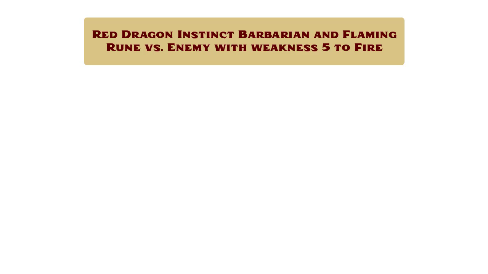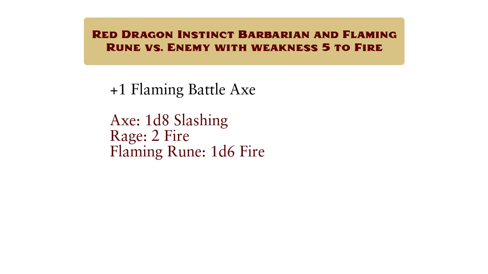So as a red Dragon Instinct Barbarian, when they rage, they get to add damage to their melee attacks that are the fire type. So this Barbarian who is raging is wielding a +1 Flaming Battle Axe. That's going to do 1d8 slashing damage, plus 2 points of fire damage because of their Dragon Instinct Rage, and they're going to do an additional 1d6 fire damage from the Flaming Rune.